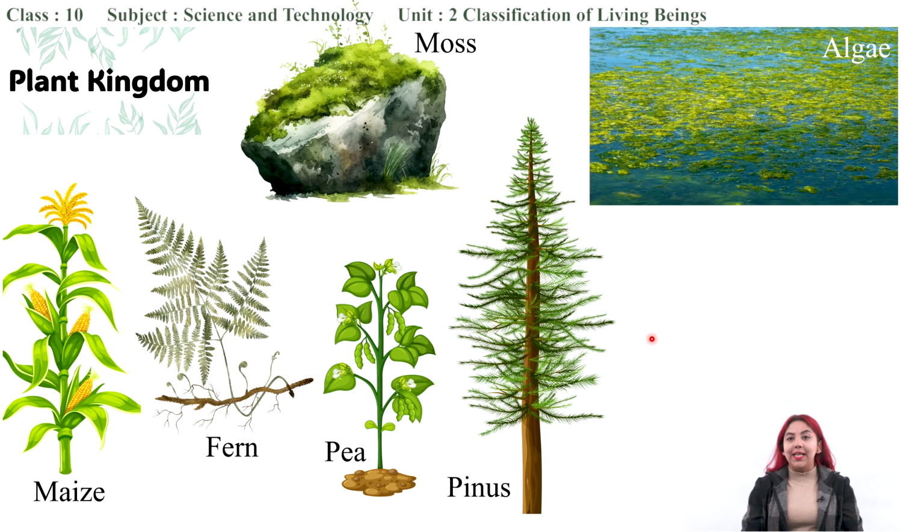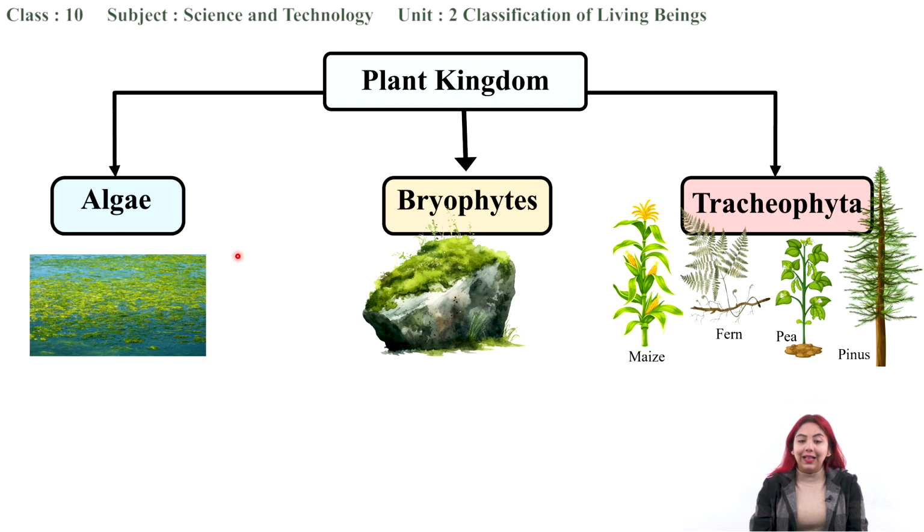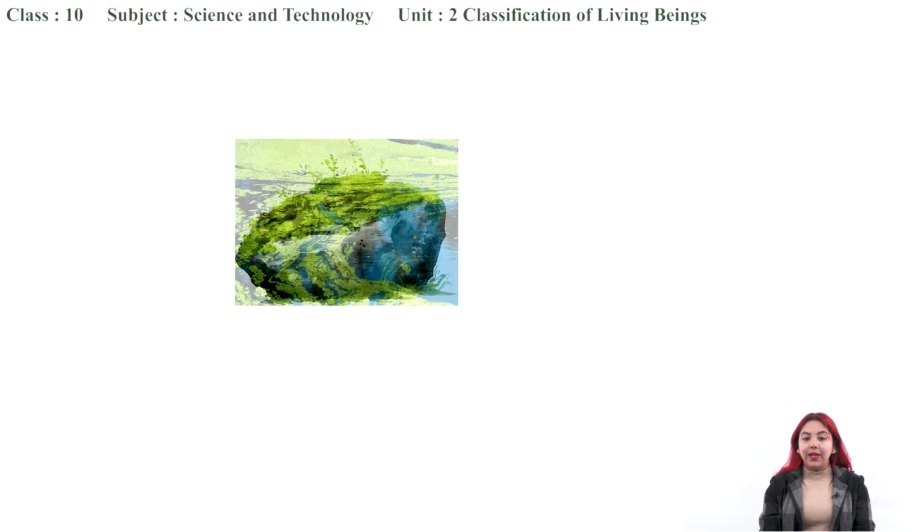Can you mention any dissimilarities among all of these organisms? Yes, you can see that there are certain plants that bear fruits, but certain plants that do not bear fruits. Some of them have flowers, whereas the others do not. So keeping all of these similarities as well as dissimilarities in mind, the plant kingdom is divided into 3 divisions: algae, bryophytes and tracheophytes. Now let us start with the first division, that is the algae.